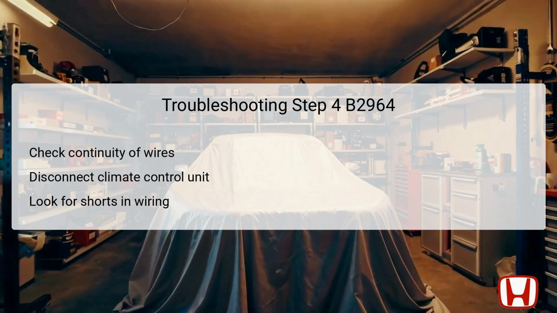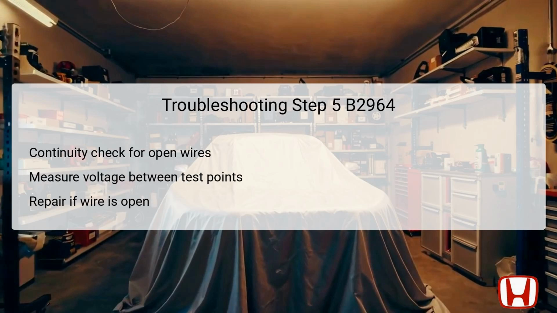Conversely, if there is no continuity, it indicates that the bus data wire remains intact, allowing progression to the next troubleshooting step. The fifth troubleshooting step focuses on verifying the integrity of the bus data line for open wires. As with previous steps, the vehicle should remain in off or lock mode during this check.